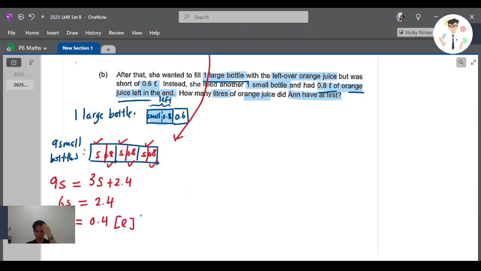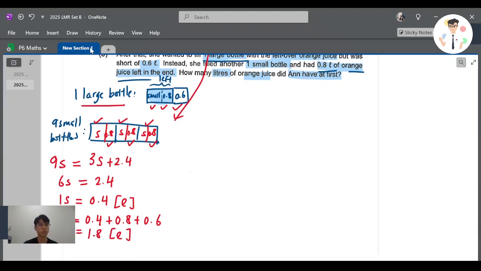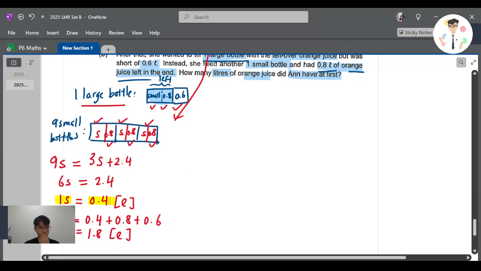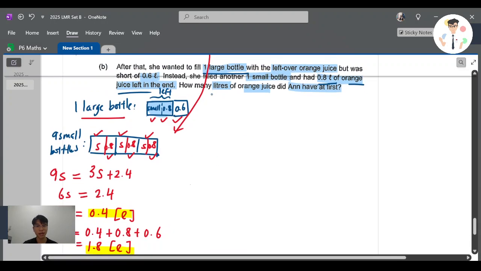Okay, that's what we actually found out. And we find out 1 small is 0.4 liter, then I can find out 1 large is equal to what, right? Remember, 1 large is 1 small plus 0.8 plus 0.6. So 1 large, let me just put this L, is 0.4 plus 0.8 plus 0.6. And that is actually 1.8 liters. So now you can see very clearly that 1 small gives you 0.4 liter, 1 large gives you 1.8 liters. Okay. Next part. The question now asks how many liters of orange juice did Anne have at first?